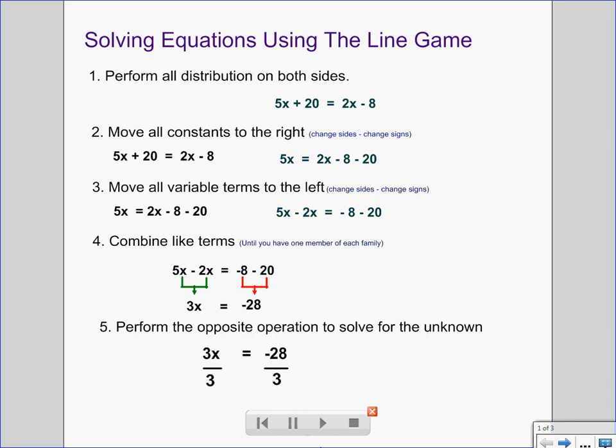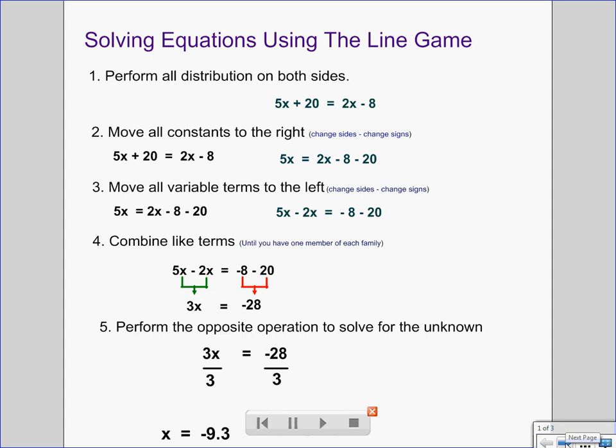Now, when I divide 3 by 3, I get 1, which yields x. If I divide negative 28 by 3, I get negative, because a negative divided by a positive is a negative, and it's 9.3. So our answer is x is equal to negative 9.3. Repeater.